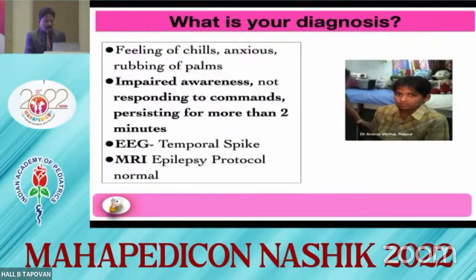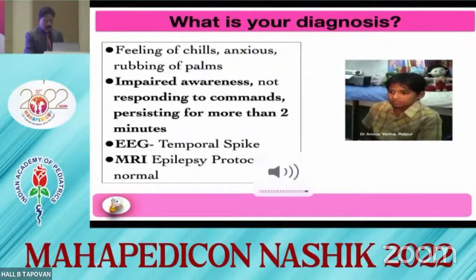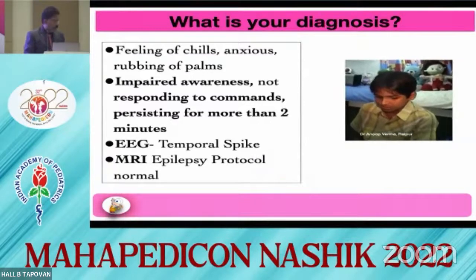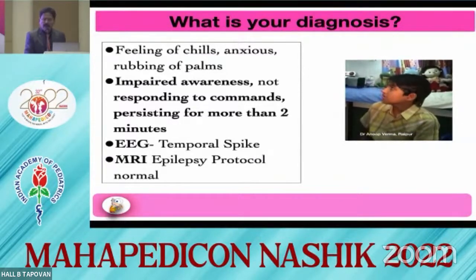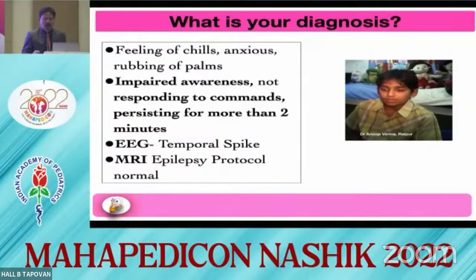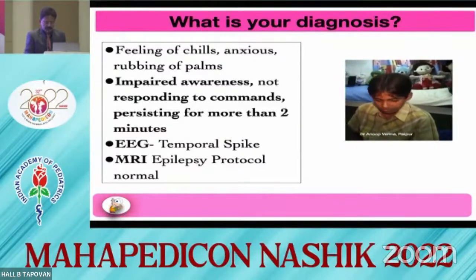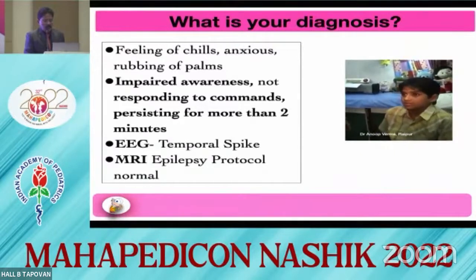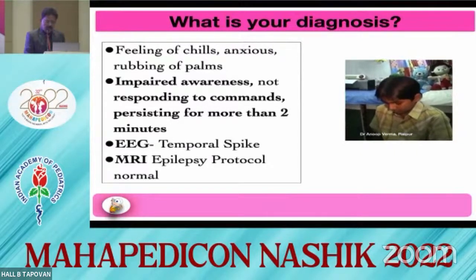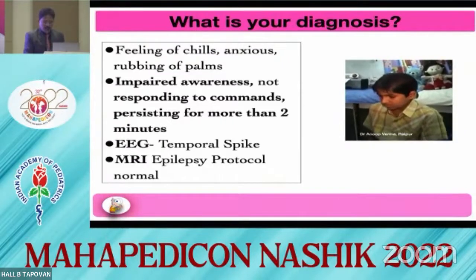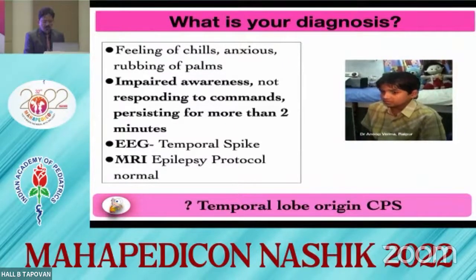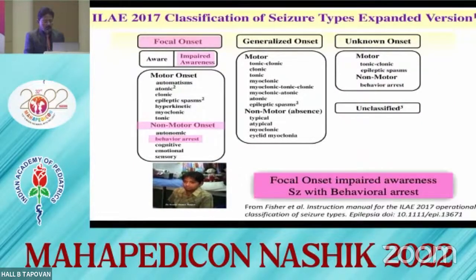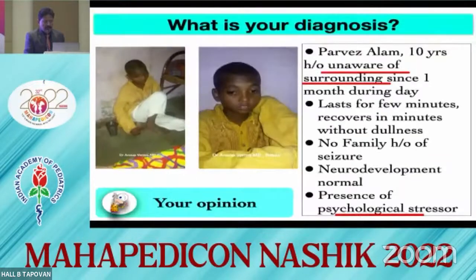Another patient. Just listen to the conversation. He is having impaired awareness. He is sitting in front of me. He is not responding to commands, persisting for more than 2 minutes. Spikes were there in the EEG. MRI was normal. This was temporal lobe epilepsy leading to CPS. If you classify it, it was a focal seizure with impaired awareness and behavioral arrest.